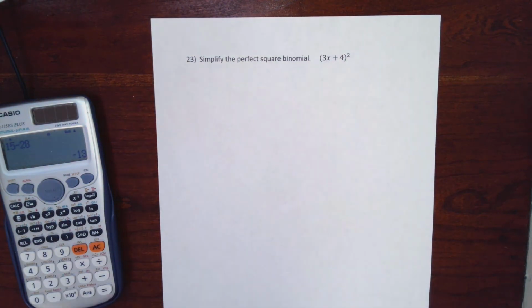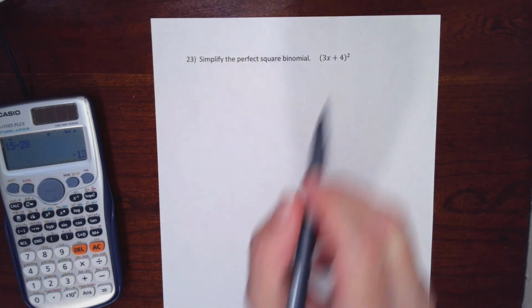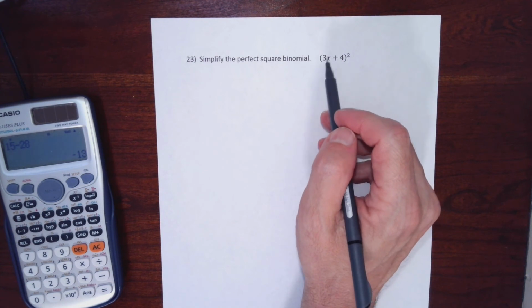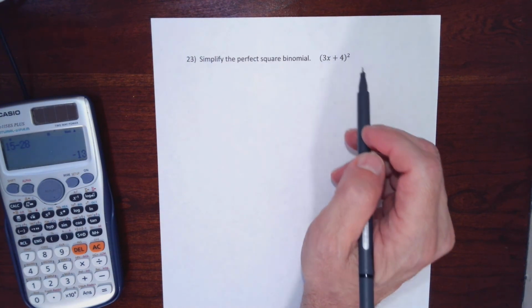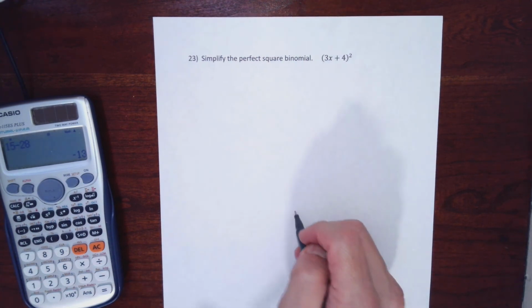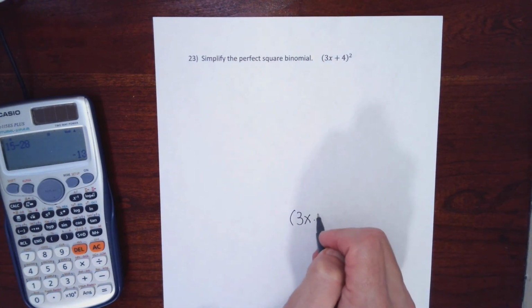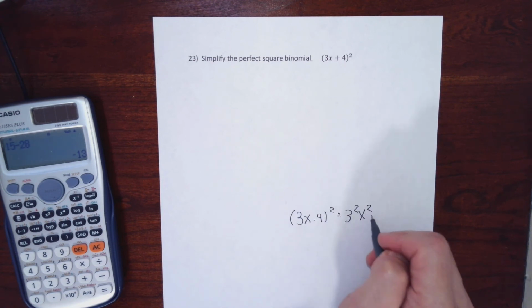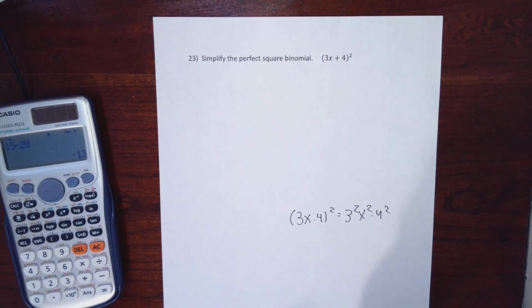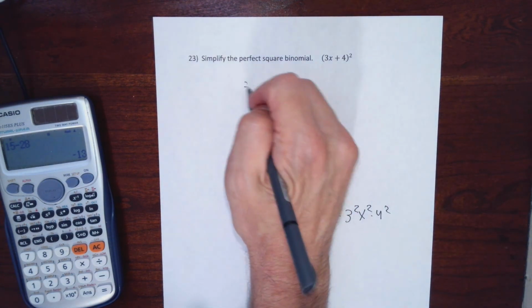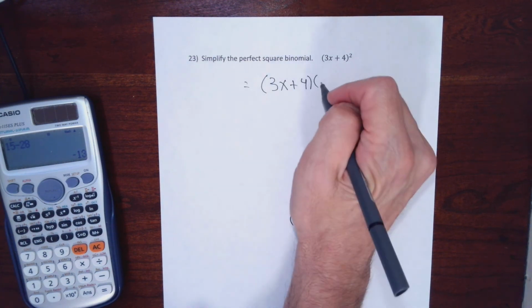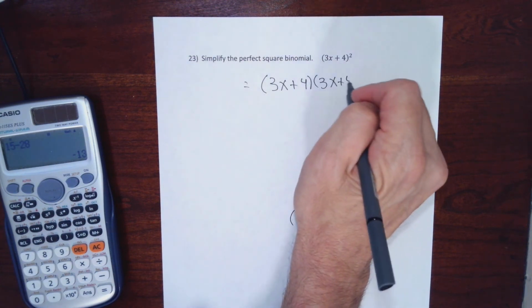In problem 23, I need to rewrite it so I can turn it into a foiling problem. The plus between the 3x and the 4 makes it illegal just to square the 3, square the x, square the 4. If the problem was 3x times 4 squared, then you could square the 3, square the x, and square the 4. That would be legal. But the plus sign between the 3x and the 4 makes the process of just attaching the exponents illegal.